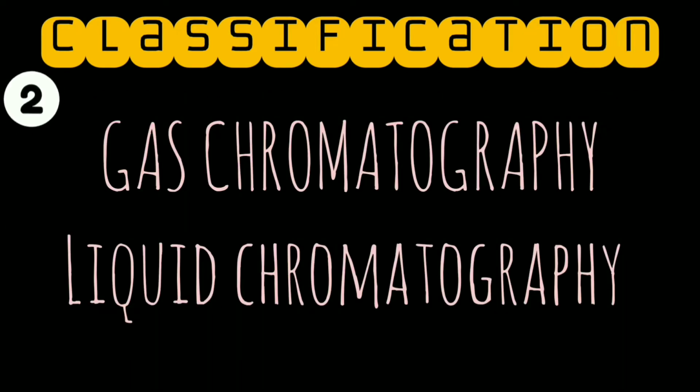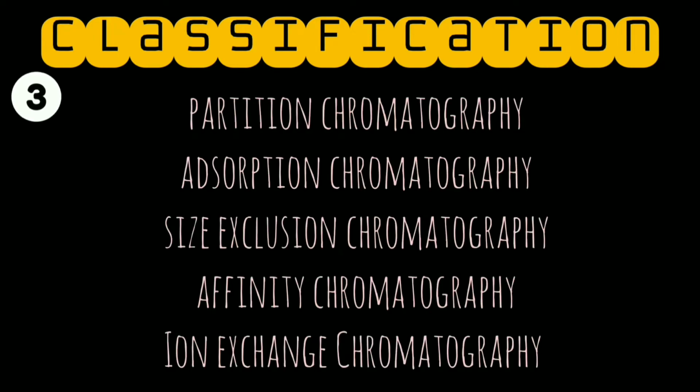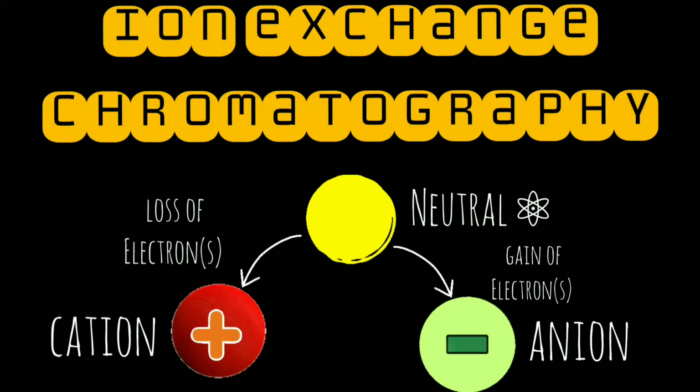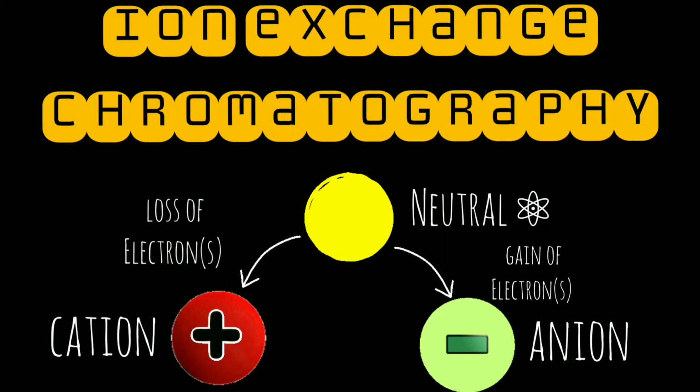Based on the physical nature of the mobile phase, there are two types of chromatography: gas chromatography and liquid chromatography, and they are also subgrouped as gas-solid chromatography, gas-liquid chromatography, liquid-solid chromatography and liquid-liquid chromatography. Based on mechanism, these techniques can be partition, adsorption, size exclusion, affinity and ion exchange chromatography, which we are going to discuss now. It is applicable for the separation of charged molecules.